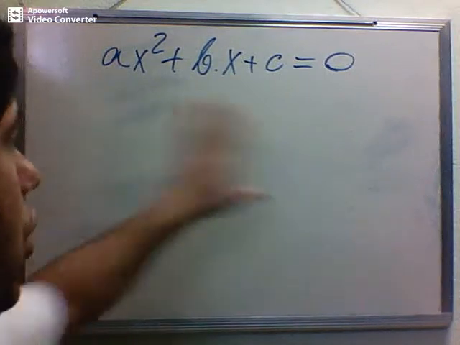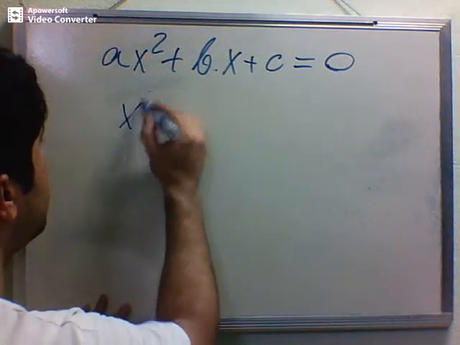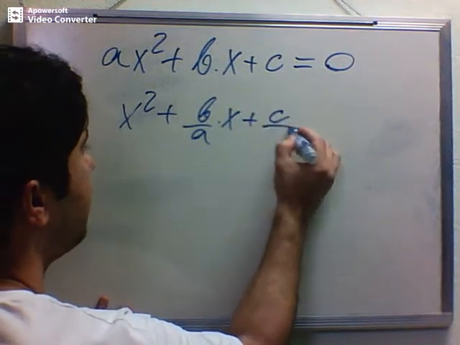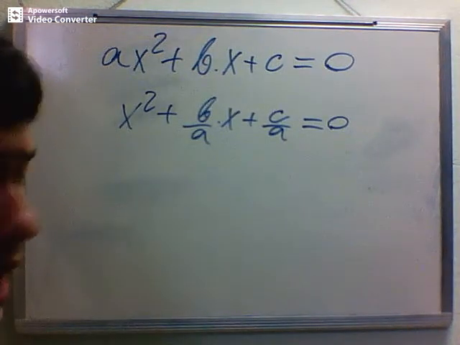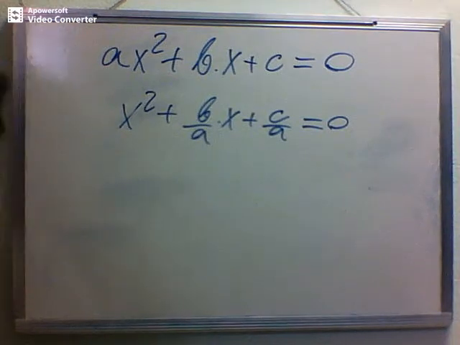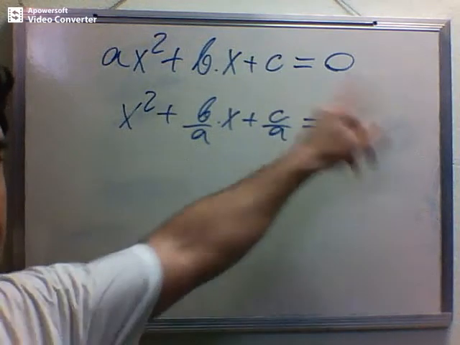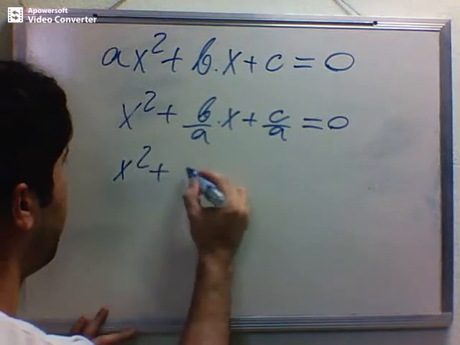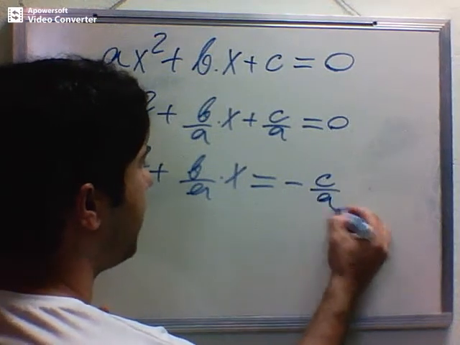I am going to divide the entire equation by a. x squared plus b divided by a times x plus c divided by a equal to 0. Very simple step. I only divide the equation by a. Now I am going to perform a very simple step as well. I am going to simply put this c divided by a to the other side of the equation. b divided by a times x equal to negative c divided by a.